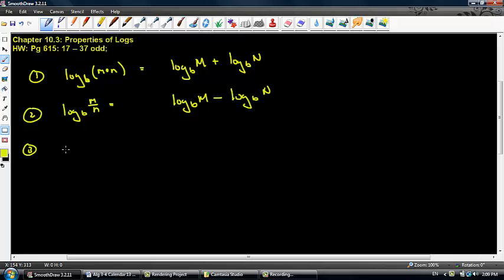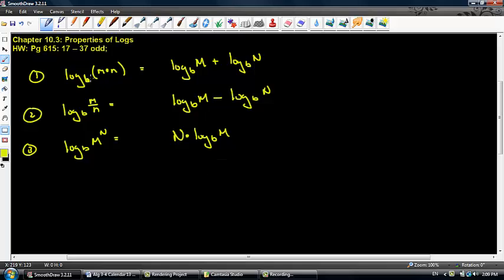And then the only one that deviates a little bit: if I have log base b of m to the n, the n comes out in front and gets multiplied by log base b of m.